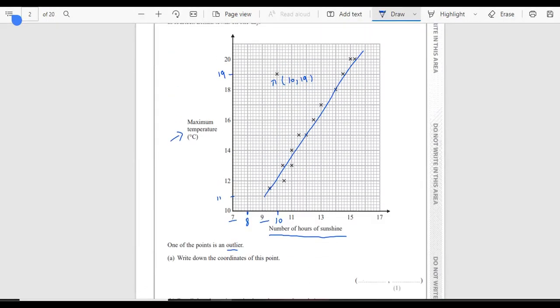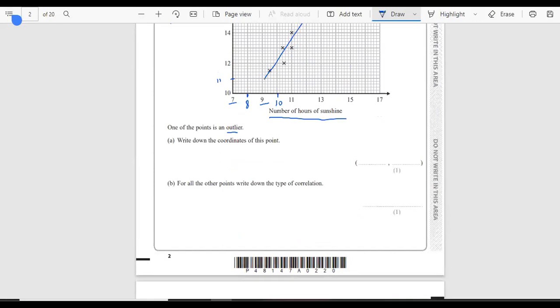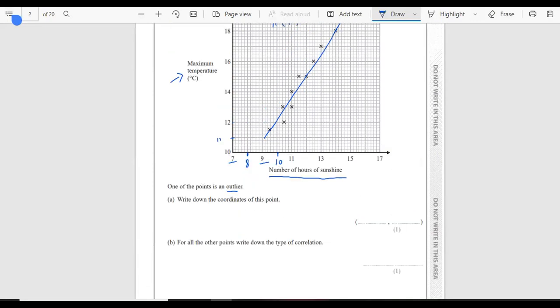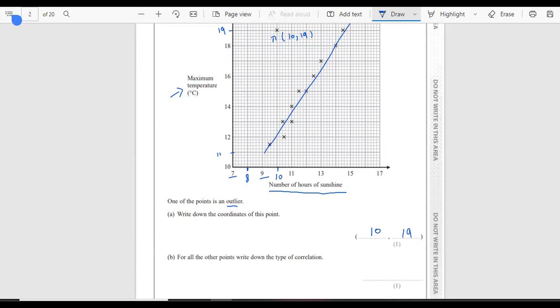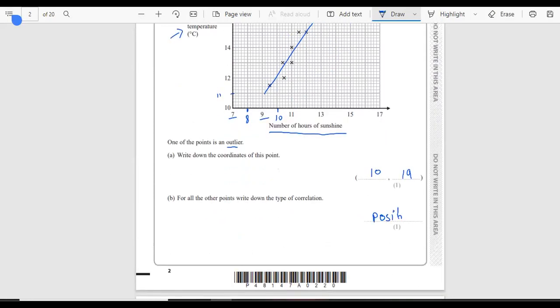Let's talk about the next part. Write down the type of correlation. So what do you think? The number of hours of sunshine is increasing and the temperature is increasing, so the correlation is going to be positive. Also, I would like to emphasize the importance of writing down the answers. So you'll just write down positive.